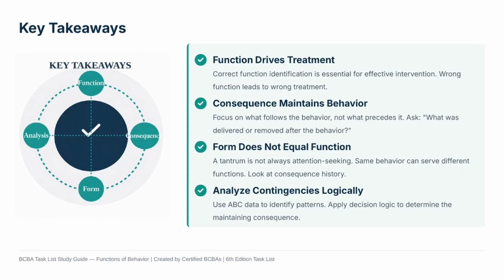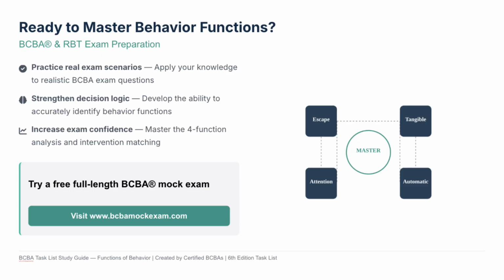Let's consolidate everything. Function determines intervention. Consequence maintains behavior. Topography does not equal function. And the most reliable way to identify function is through consistent ABC patterns. Think analytically, not emotionally. That is the behavioral mindset the exam expects. Before we close, remember this: the BCBA exam does not test whether you can memorize definitions. It tests whether you can analyze contingencies under pressure. If you can accurately identify the maintaining function of a behavior, you can select the correct intervention, you can eliminate distractor options, and you can think like a behavior analyst, not just a test taker.